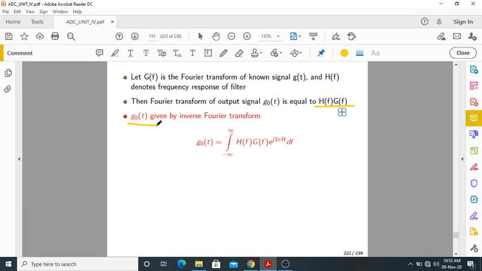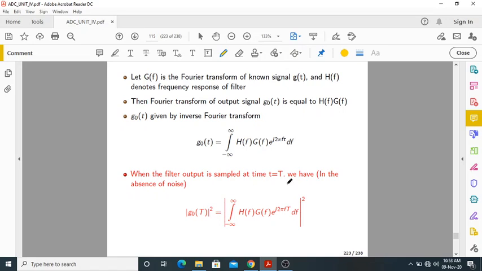But G naught of t is given by the inverse Fourier transform. G naught of t equals H of f into G of f, I want the reverse. Now what is this? You take the inverse Fourier transform, that is the integration from minus to plus infinity of H of f G of f e power j 2 pi f t df. So this is G naught of t. Please try to understand things in a step by step manner. I shared the PPT, so just go through this step by step and you will understand very clearly. Nothing more is there. I have just written the inverse Fourier transform.